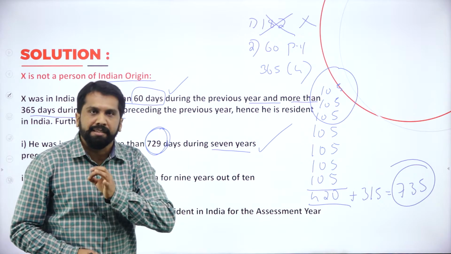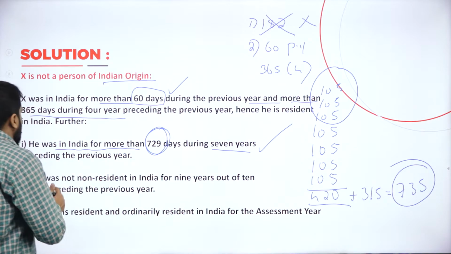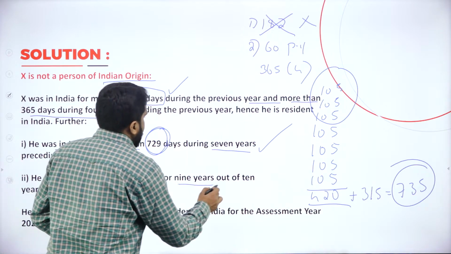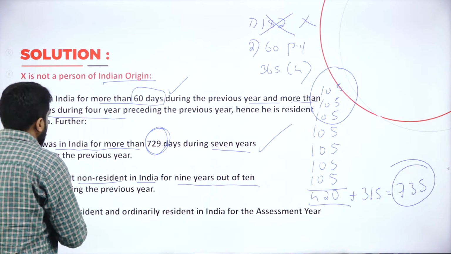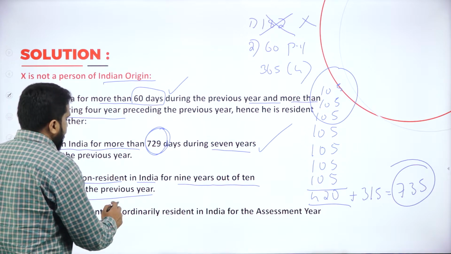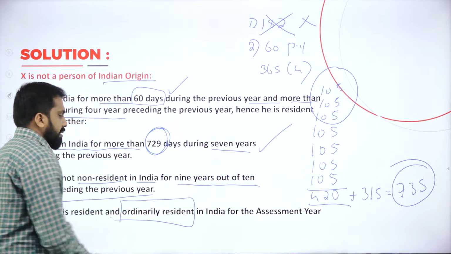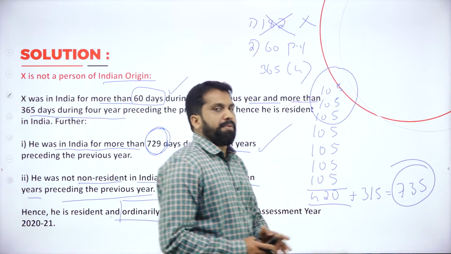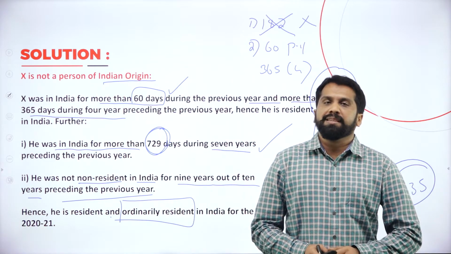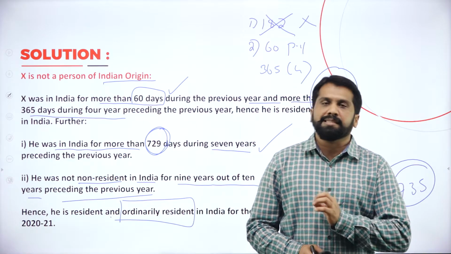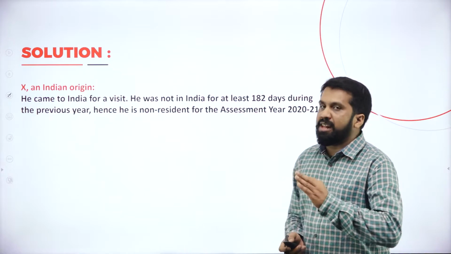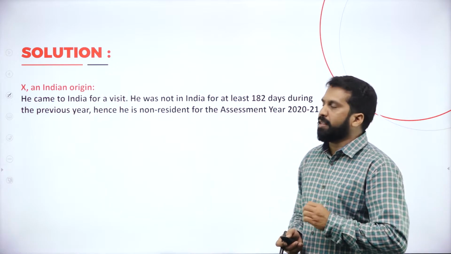The answer is yes. He was not non-resident in India for 9 years out of the 10 years preceding the previous year. So hence he is resident and ordinarily resident. Clear? He must complete one basic condition. He must complete two additional conditions. Clear? Yes.